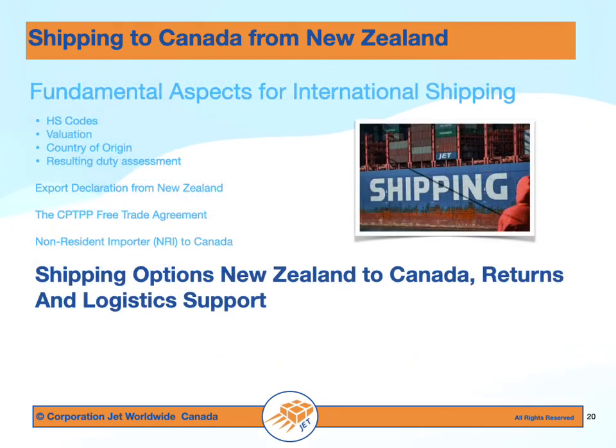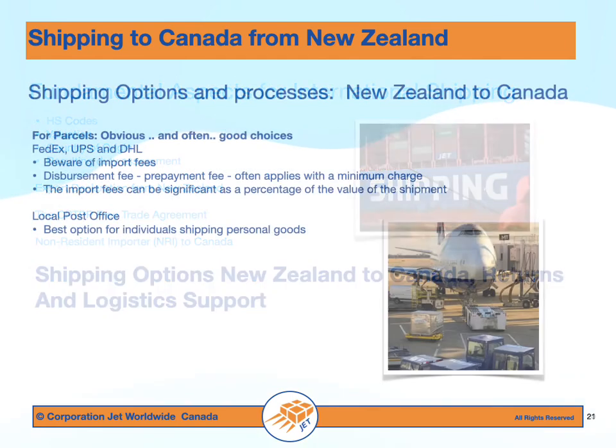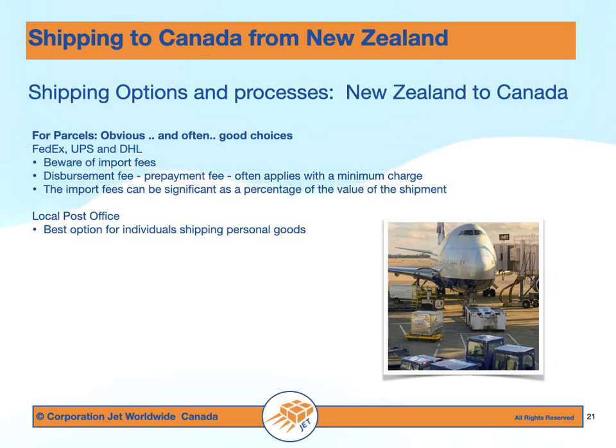Shipping options: New Zealand to Canada and North America, returns and reverse logistics. The international parcel shipping options from New Zealand include the obvious choices of name-brand couriers: FedEx, UPS, DHL, and the local post. In general, local New Zealand post options are best for individuals shipping personal packages. Contact our team for rates regarding international shipping for commercial packages and cargo.